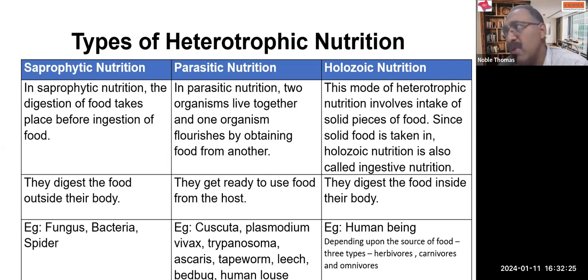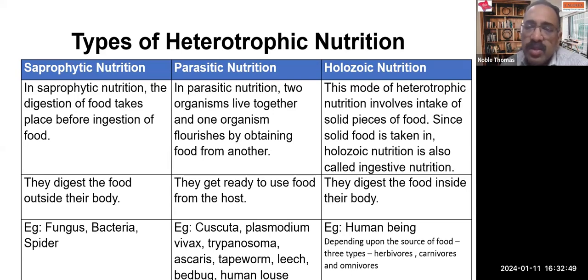Parasitic nutrition is when two organisms live together and one of them is benefited at the cost of another. One is getting food from the other, and the other should be harmed. It's not only that one is getting benefited; the harm goes to the other one. Then we can say that yes, that's parasitic nutrition.